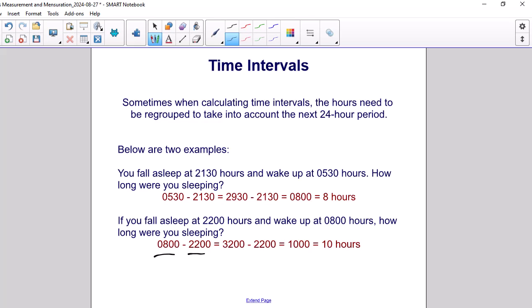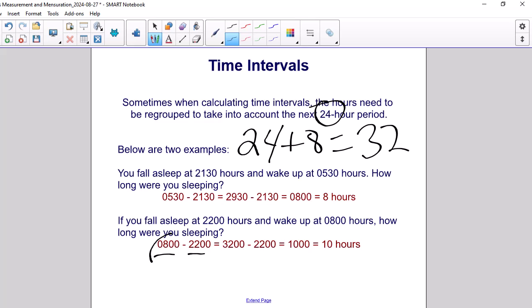So in order to make it so we can subtract, we're going to take into account that we have a 24-hour time period. We've moved into the next set of 24 hours. So I'm going to add 24 plus 8, which gives me 32. And I'm going to rewrite this 0800 as 3200. So now I can subtract: 3200 hours minus 2200 hours is 1000 hours, or in more simple English, we say 10 hours. You slept 10 hours that day.